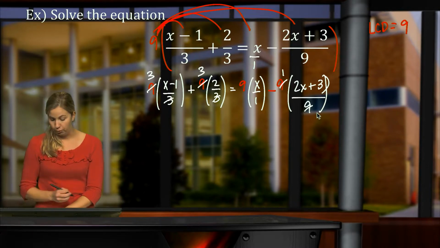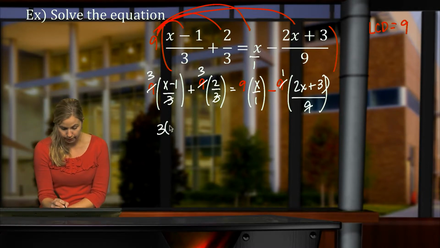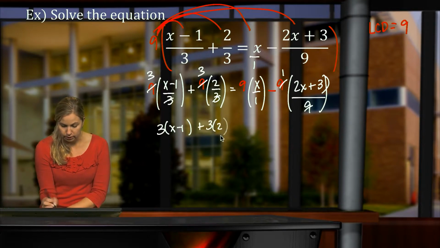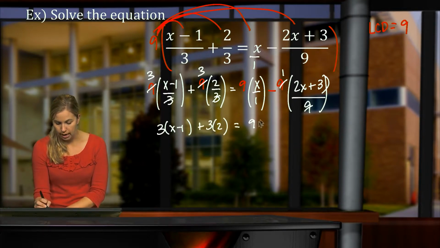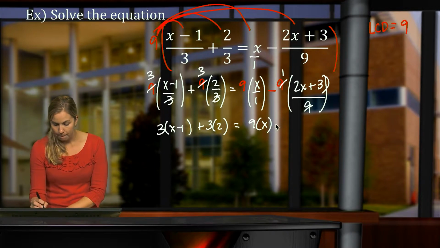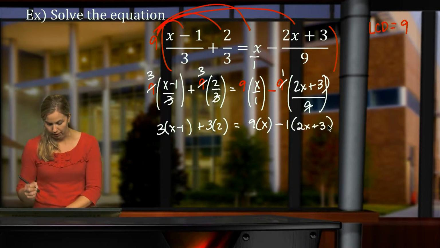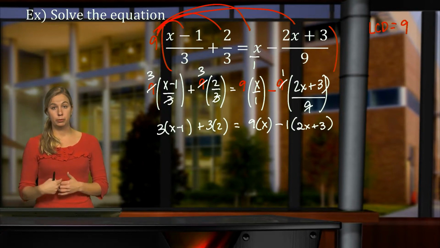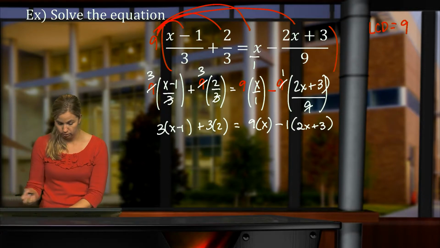So rewriting what we've got, we have 3 parentheses x minus 1 plus 3 parentheses 2 equals 9 parentheses x minus 1 parentheses 2x plus 3. And now to solve, we're going to have to distribute. We need to clear those parentheses.